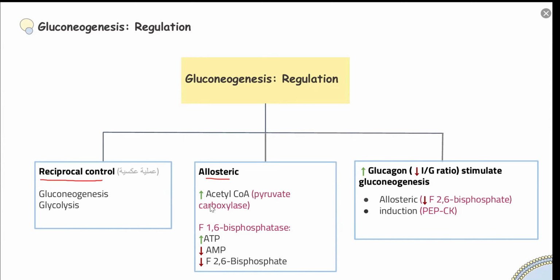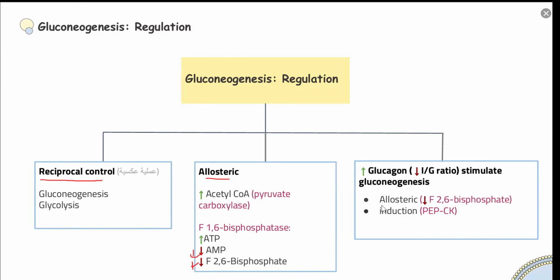Then we have allosteric control. Acetyl-CoA activates pyruvate carboxylase, and ATP activates fructose 1,6-bisphosphatase, but AMP and fructose 2,6-bisphosphate inhibit fructose 1,6-bisphosphatase. And then we have the glucagon and insulin pathway. When the concentration of glucagon increases, it stimulates the gluconeogenesis pathway. But if the amount of insulin increases, it will inhibit gluconeogenesis, thereby activating glycolysis.